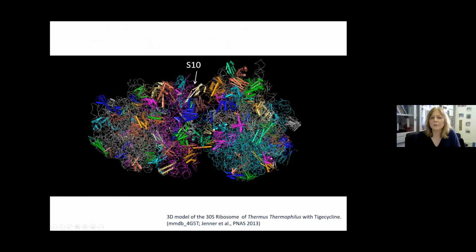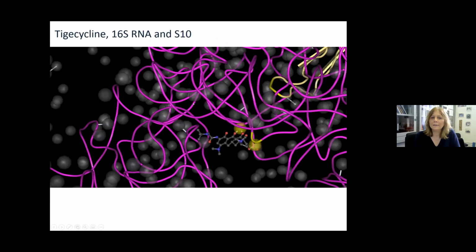If you look again at the model, S10 is this protein. I was disappointed to see that the protein was so far, so lateral in position. But then, looking better, it has a long head, and this is the leucine, which is mutated.